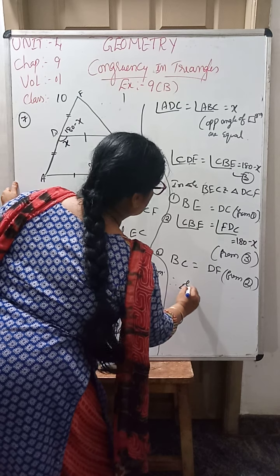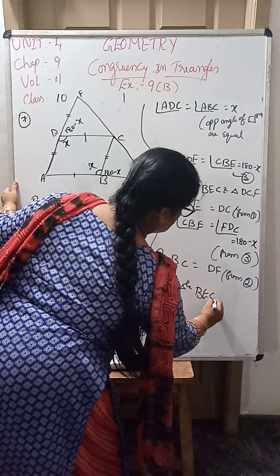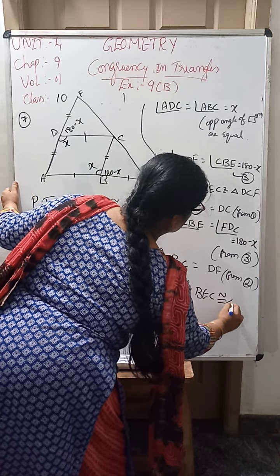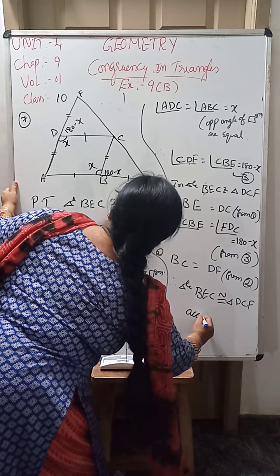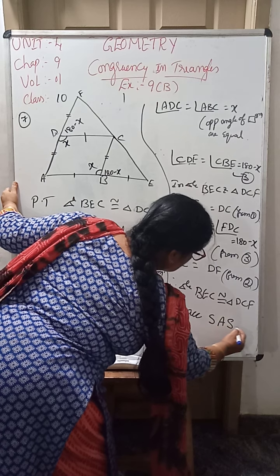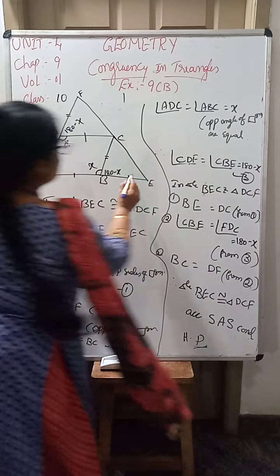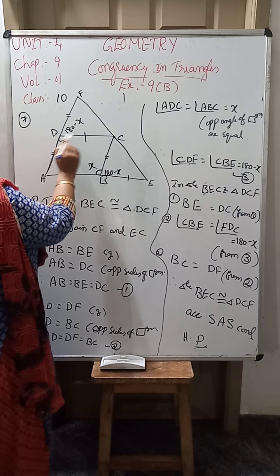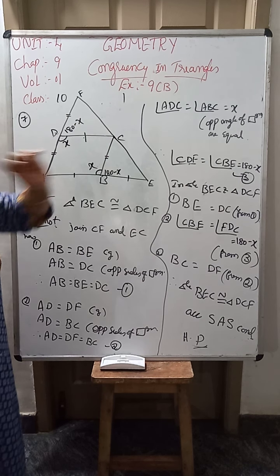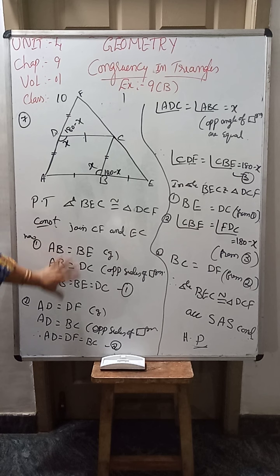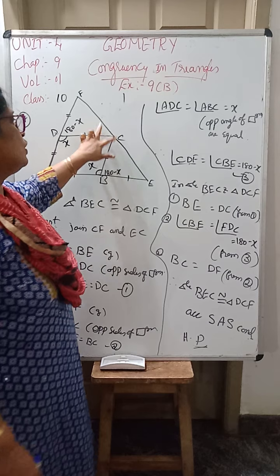Therefore, triangle BEC is congruent to triangle DCF according to side condition. Hence proved. Children, look here. Side, angle, side. These two triangles are congruent. First, we want to get all the supplements. Then it is very easy to prove these two triangles are congruent.